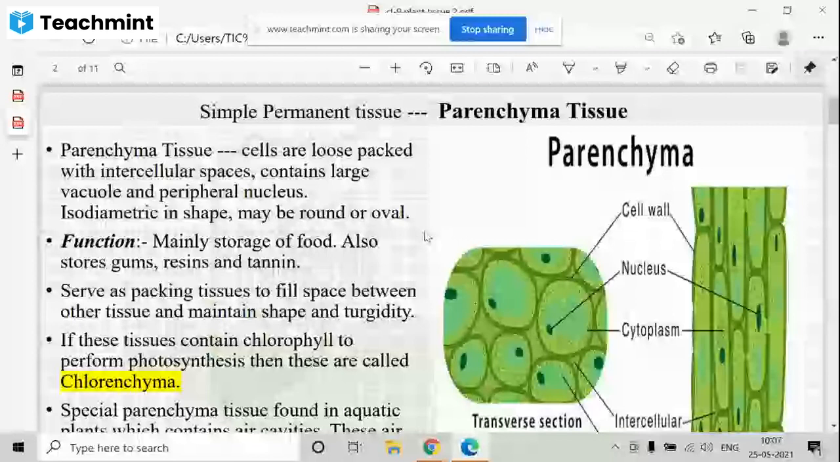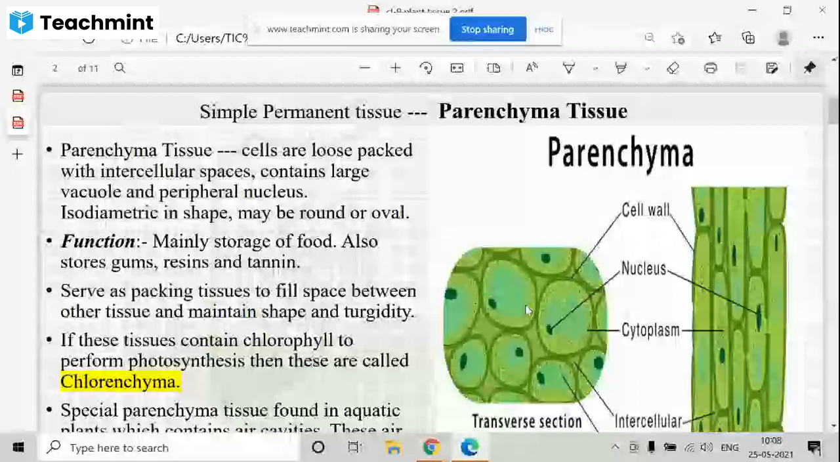The simple permanent tissues are loose. The diagram is given adjacent, and it contains intercellular space, large vacuoles, and a peripheral nucleus. Peripheral nucleus means the nucleus is not at the center, it is at the side. And the large part is the vacuole. This whole part is the vacuole of the cell. Got it? All these cells together are called simple permanent tissue, that is called parenchyma. The nucleus is at the periphery. Periphery means far away, not at the center of the cell.